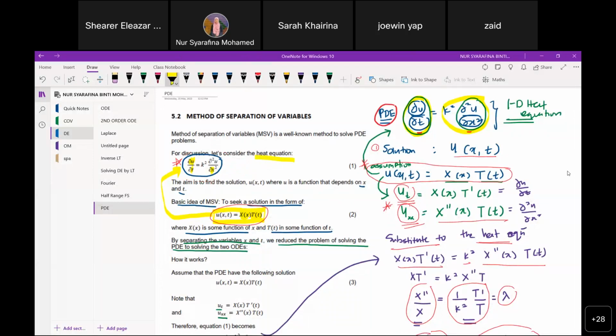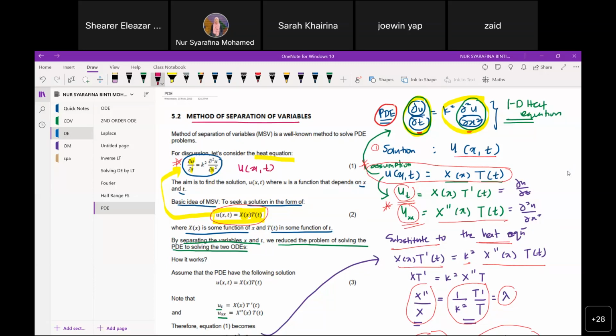We have this heat equation, right? As you can see, this heat equation comes from a function u in terms of x and t. In MSU, our first step is to identify what the variables involved in the given PDE are. So we have u, we have x, we have t.